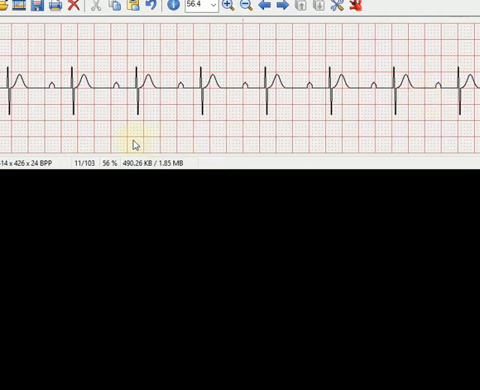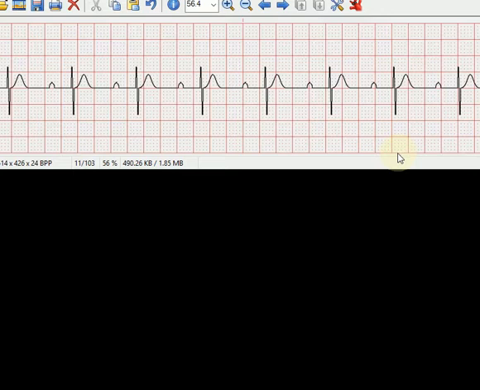How about the R to R? R to R is nice and regular. If you counted it out, we've got basically 1, 2, 3, just short of 4 blocks between each. Just spot check another one. 1, 2, 3, a little short of 4 blocks again. So it's consistent R to R. It's regular R to R.